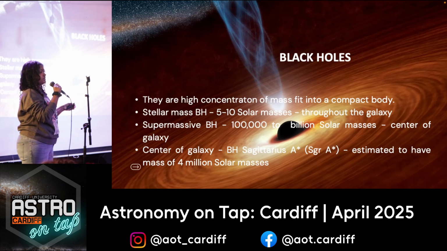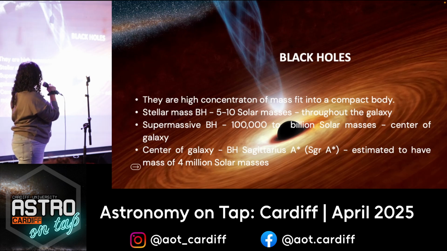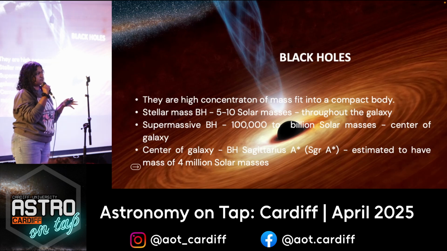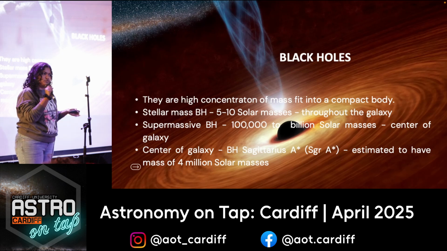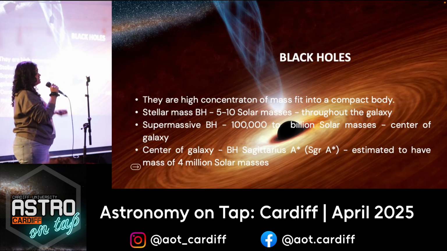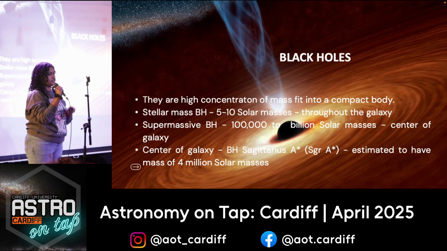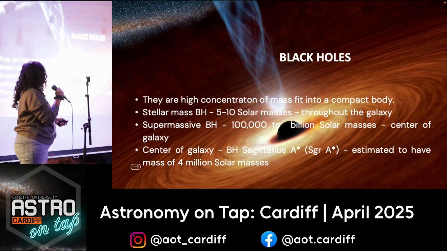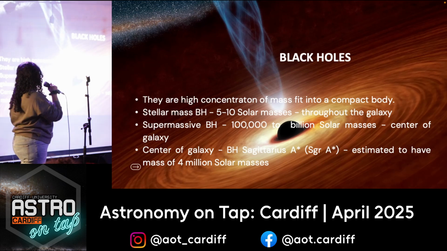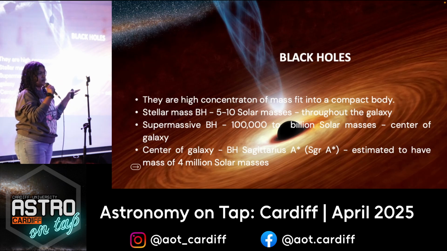And black holes are segregated into 3 different types of mass categories. So we have the stellar mass, which is 5 to 10 times the mass of the sun, and it can be seen throughout the galaxies because they are small. Then we have the intermediate mass black holes, which are from 10 solar masses to 100,000 solar masses, which are also throughout the galaxy. But the supermassive black holes are from 100,000 to 1 billion times the mass of the sun, which are usually found in the center of big galaxies.